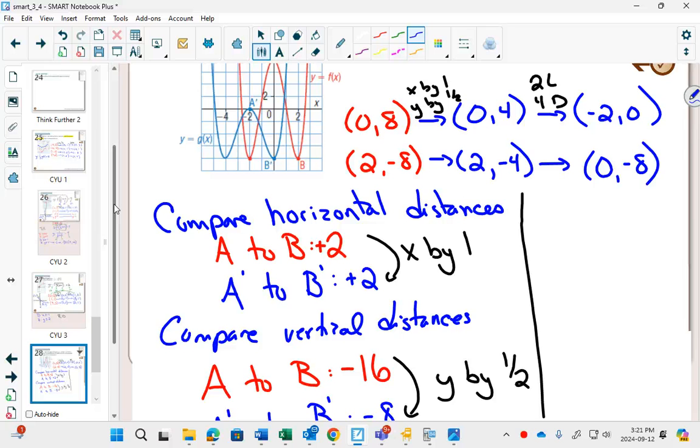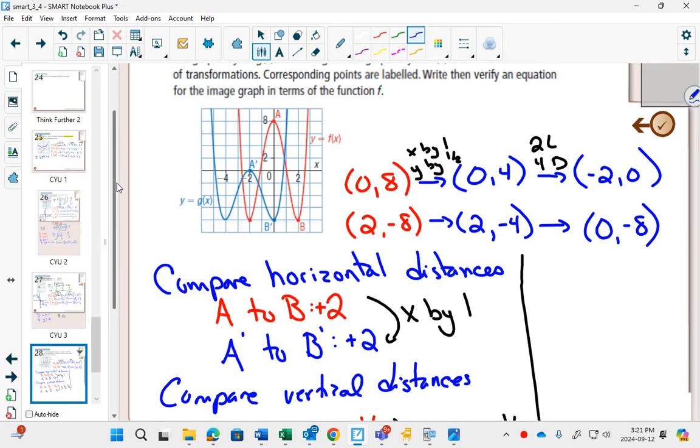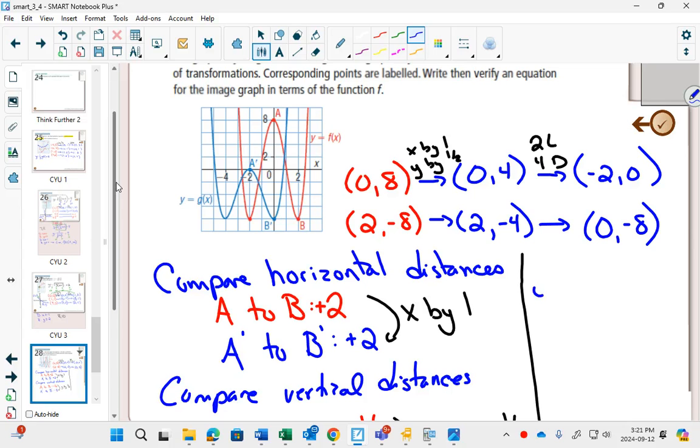We want to write the equation that says, in terms of f. So we got y equals. We're going to have f on the right. Our only stretch is y by half. That's going to be outside your function, f. Then you're moving horizontally 2 to the left. X's are liars, so that'll be x plus 2. And finally, down 4, that'll be minus 4.